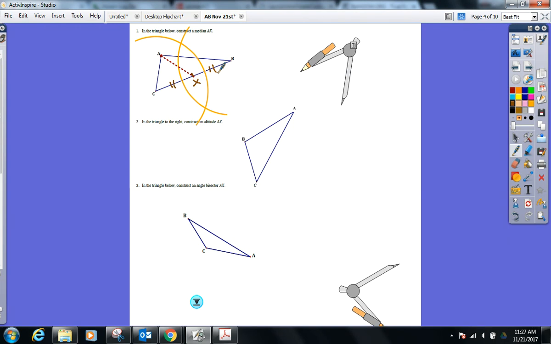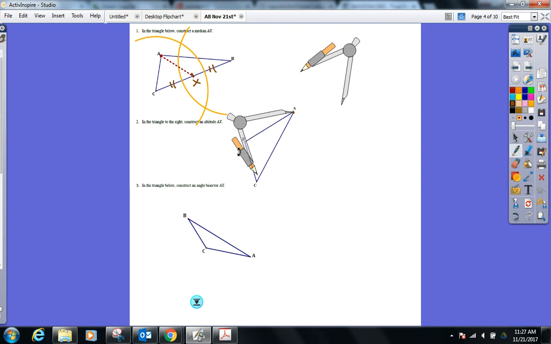What's an altitude again? Starts at a vertex and is perpendicular. So from A, I need to draw a perpendicular line down to BC. We've reviewed that. Where do I place my compass? On A. Okay, we may run into a problem here because what am I trying to do? Make an arc that intersects BC in two spots. And let me see. Ooh, play around with my opening a little bit. I can get it to intersect once right here, but not again.